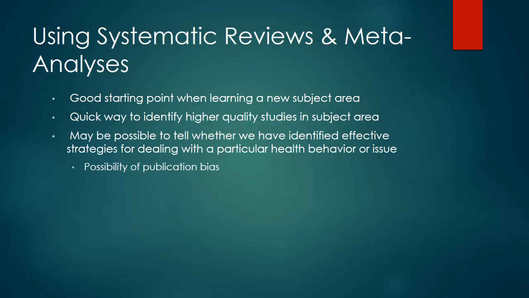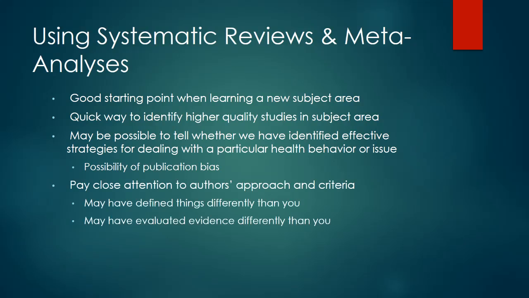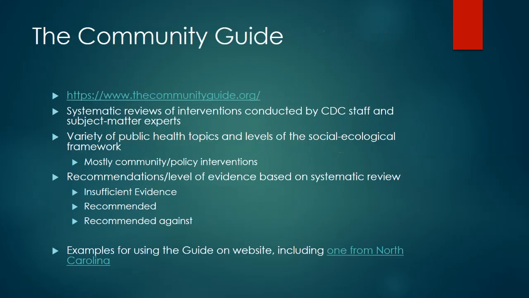It's important to note that there might be publication bias, and that's the idea that studies that show an effect are more likely to be published than studies that show no effect. It is worth noting that you should also pay attention to the author's approach and criteria when you're using a systematic review to inform your decisions, because they might have defined things differently than you. They might have had a different question in mind than you, and they might evaluate evidence differently than you would.